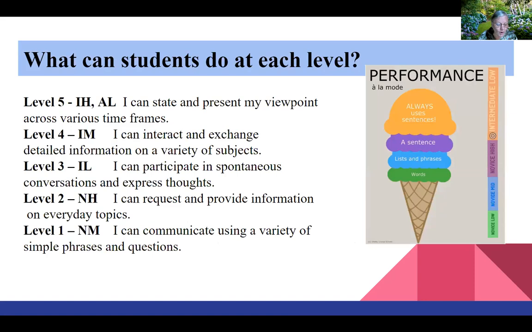So, what can students do at each level? WAFLT has created the can-do statements with proficiency benchmarks and performance indicators to define what students can do at each level. These can-do statements give tasks in all three modes of communication. Here are a few examples. Level 1, novice mid: I can communicate using a variety of simple phrases and questions. Novice high: I can request and provide information on everyday topics.